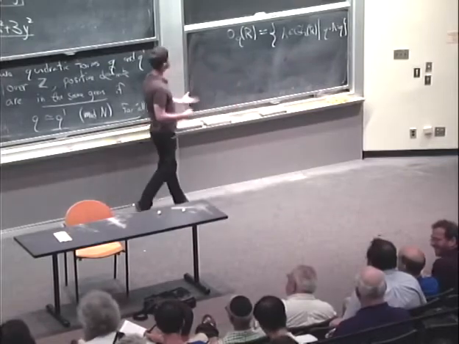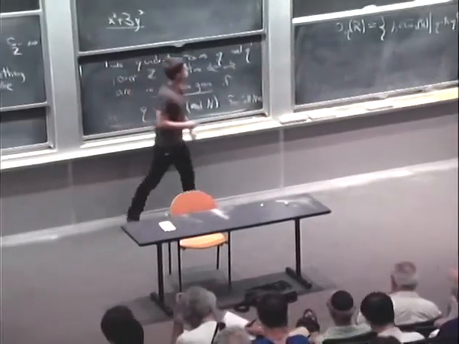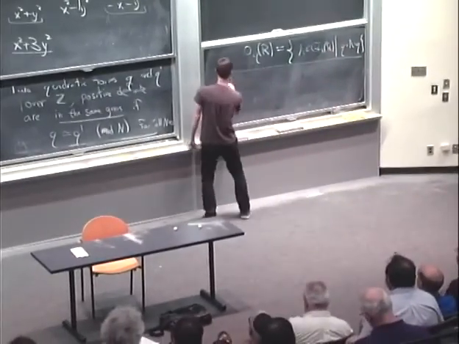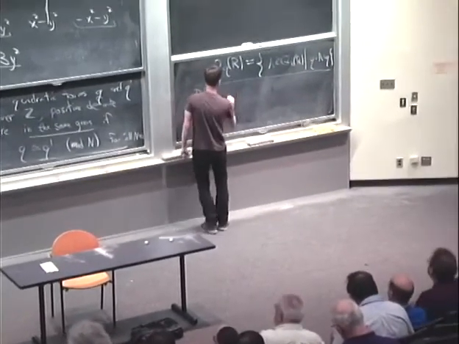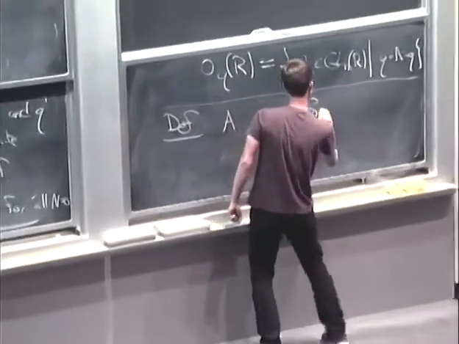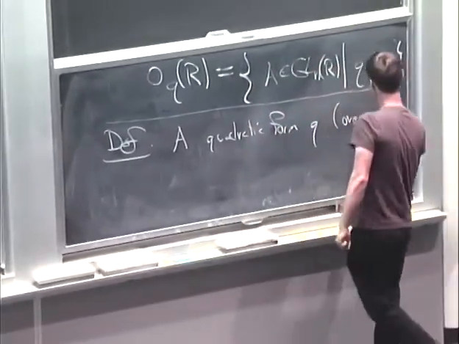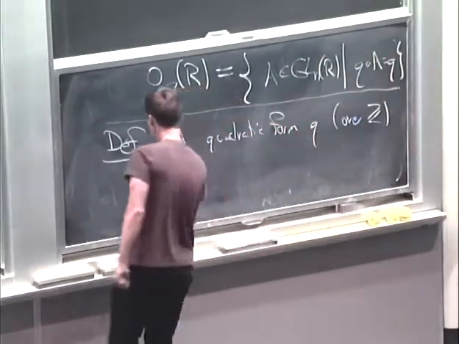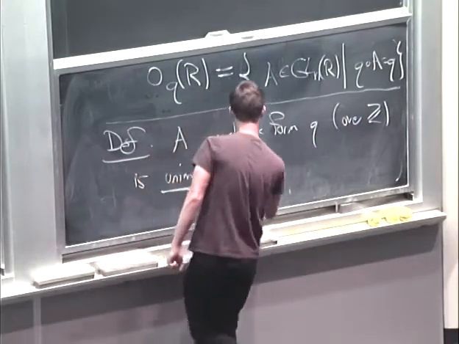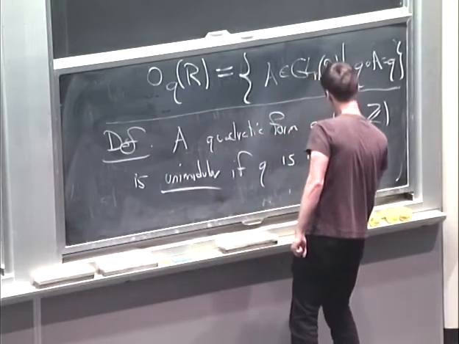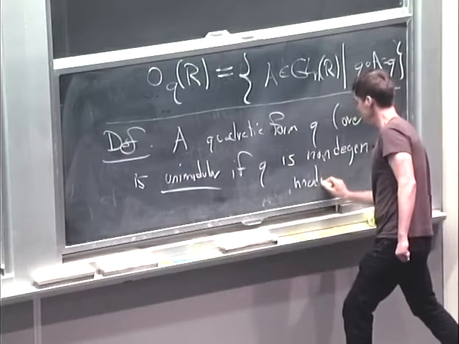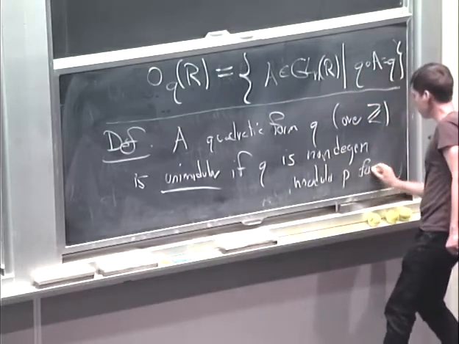So the simplest possible case is when we consider unimodular quadratic forms. So, definition: a quadratic form Q over the integers is unimodular if Q is non-degenerate modulo p for all prime numbers p.